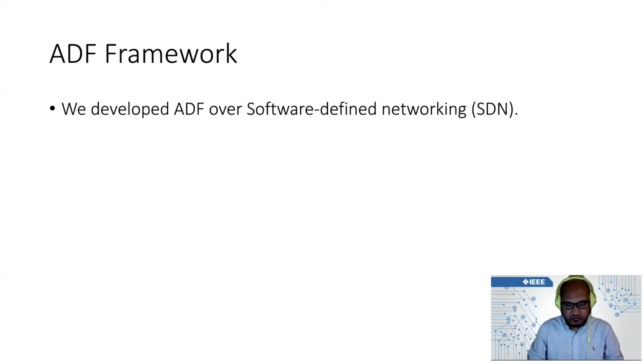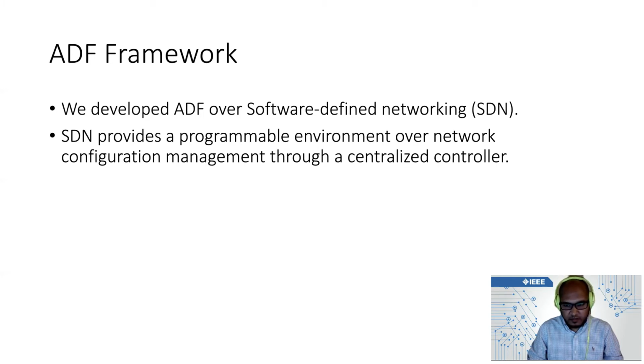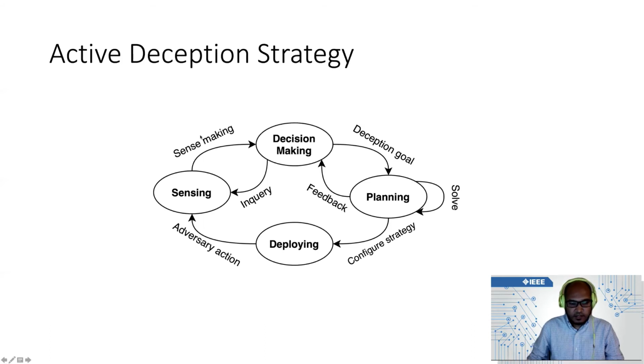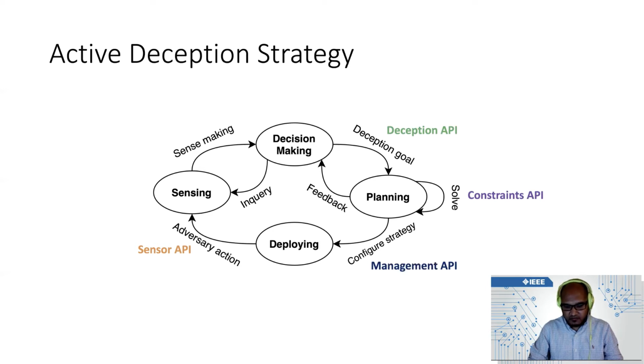We developed ADF over software-defined networking. SDN provides a programmable environment for network configuration management through a centralized controller that enables comprehensive diagnosis of the observation and quick deception action responses. The following figure describes the strategy we use to provide active deception. For example, the sensor API monitors the adversary activity and provides feedback to the decision-making unit. The decision-making unit decides what kind of deception goal it will achieve, and the feedback goes to the planning agent. Using the constraint API, the planning agent solves and optimizes the deception planning and finds out the configuration strategy which needs to be deployed. Using the management API, the configuration is deployed into the network.